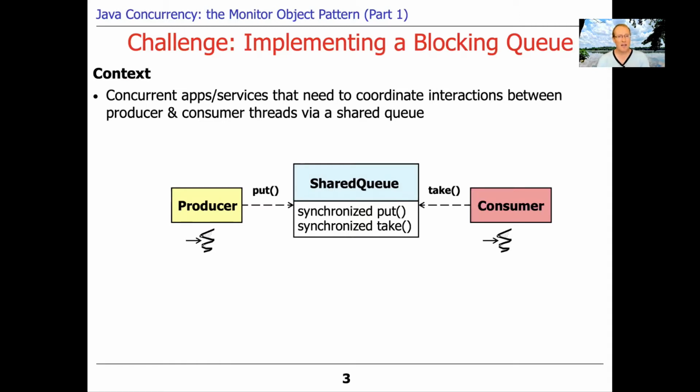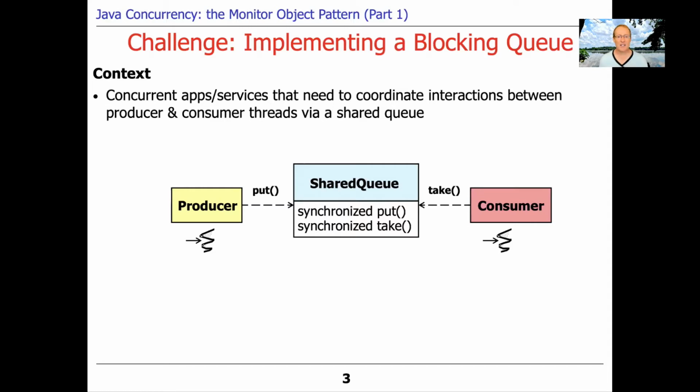So to make this more concrete, we're going to talk about a particular use case. We're going to talk about implementing a blocking queue. And as you'll see, this is very common in concurrent programs. We've seen this over and over again when we talked about various elements in Java. It also occurs a lot in Android.